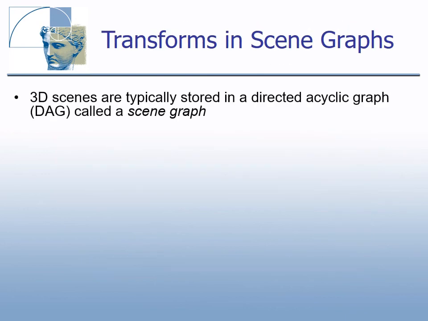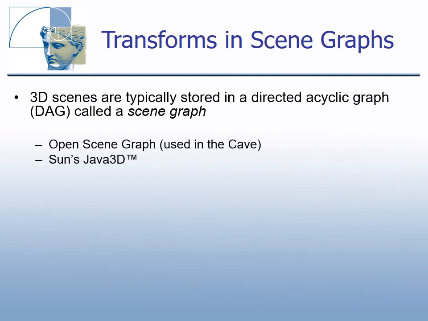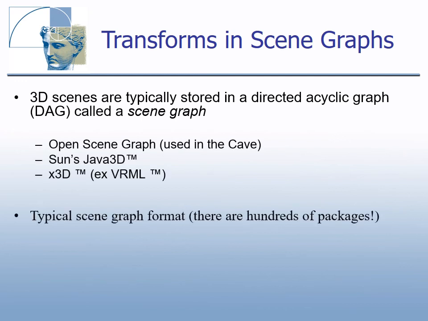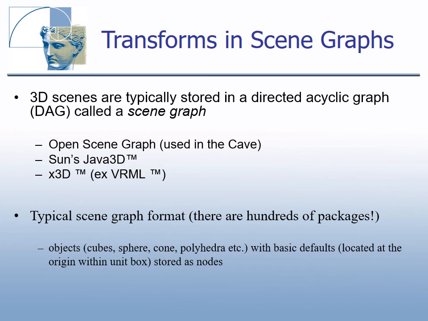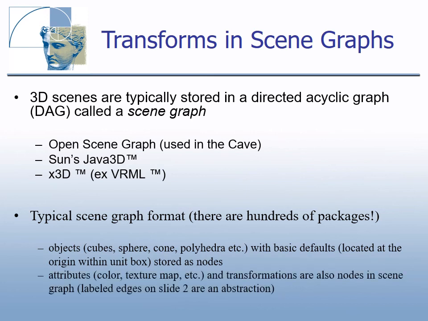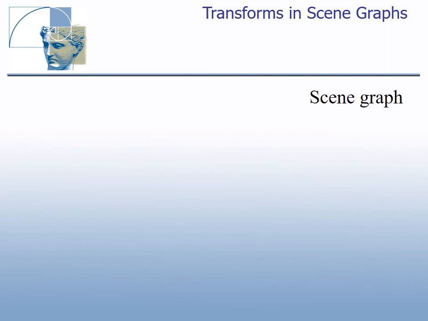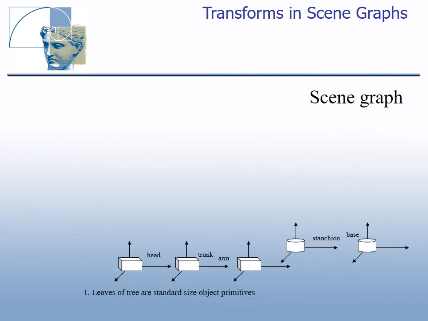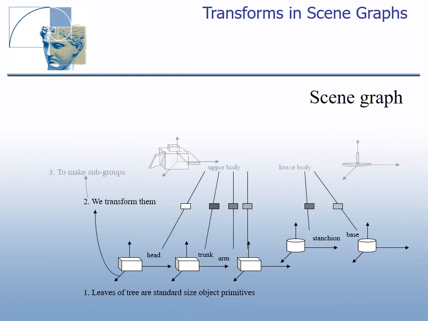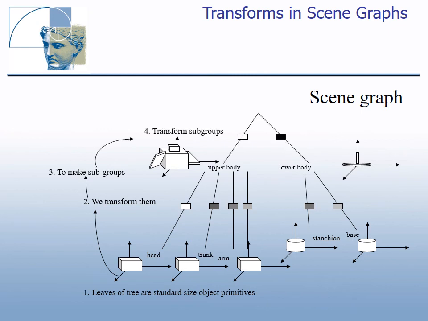3D scenes are typically stored in computer graphics in a directed acyclic graph called a scene graph. Typically, the scene graph format contains objects, such as cubes, spheres, cones, polyhedra, etc., located at the origin, stored as leaves. Transformations are also nodes in the scene graph, along with other types of information for object rendering. In this example, only two types of standard primitives are used, block and cylinder. They are transformed at the nodes of the graph and composed into a complex object.